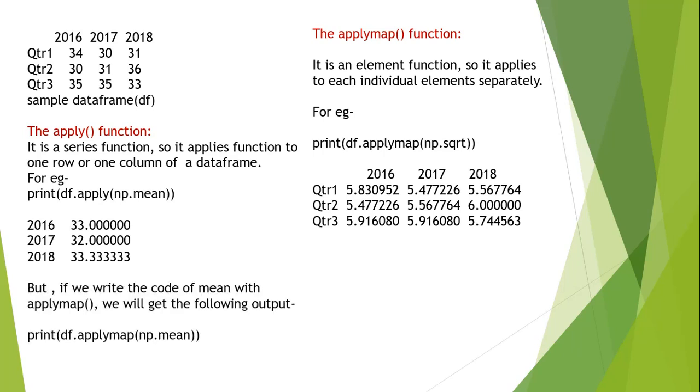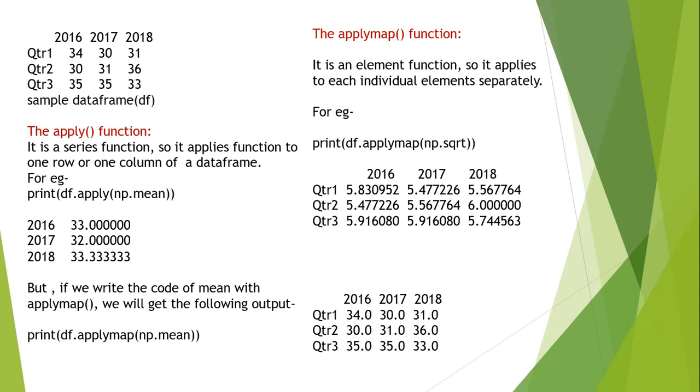Now let's talk about this one. If we write the code of mean with apply map, we will get the following output: print df.applymap np.mean. You have to understand one difference here: if we write the code of mean with apply map, we will get the following output. Let's see the output here. It has yielded this result: 2016 34.0, 2017 30.0, 2018 31.0.